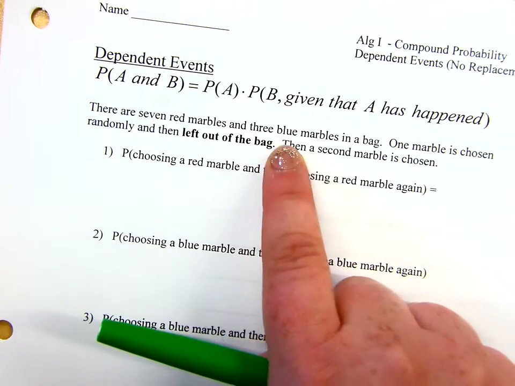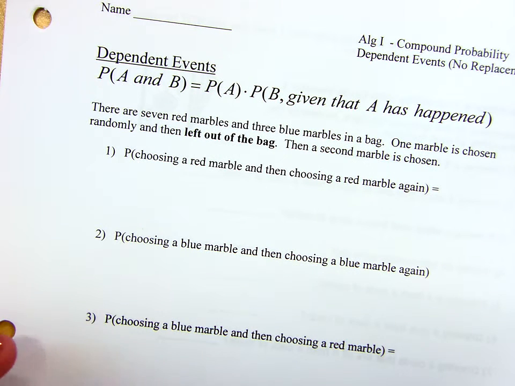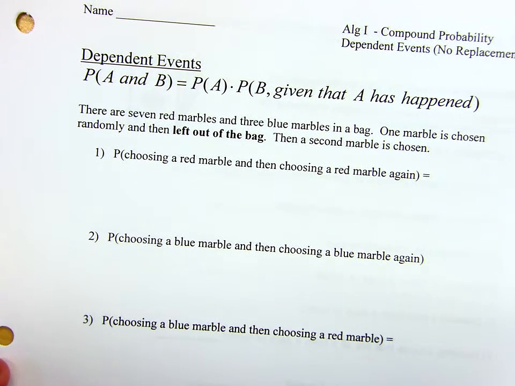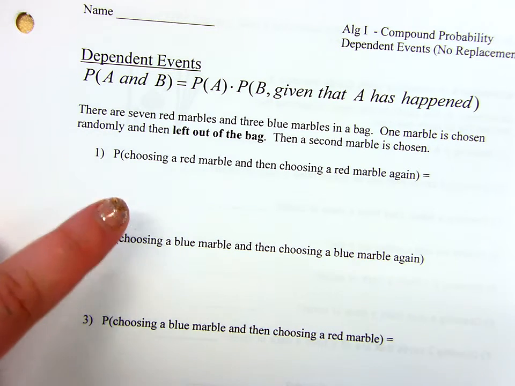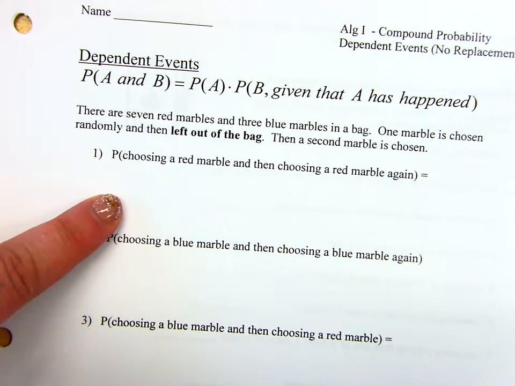7 red marbles, 3 blue marbles in the bag again. I'm going to choose a marble randomly, but then I'm going to keep it out of the bag, and then I'm going to choose a second marble. So when I go to choose that second marble, it's a different scenario than it was the first time. Yes, you have to change the numbers. So how do I find the probability of that? I'm still going to find the probability of each one and multiply them together, but the second one has changed now. So let's take a look at this one.